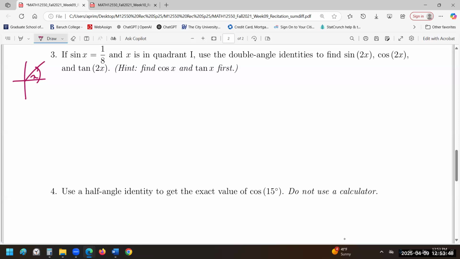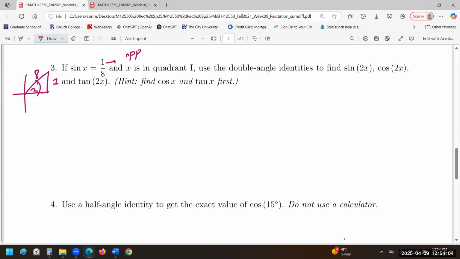So they gave us this angle has opposite 1 and hypotenuse 8. So this is opposite and this is hypotenuse. So we can place them into the first quadrant with the opposite 1, hypotenuse 8. That means which side is missing? In this triangle, the adjacent.